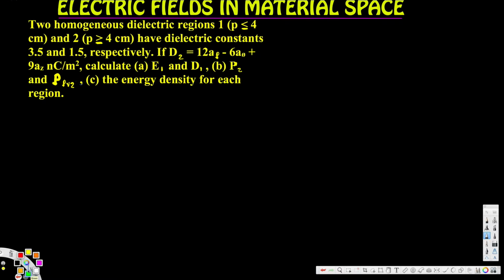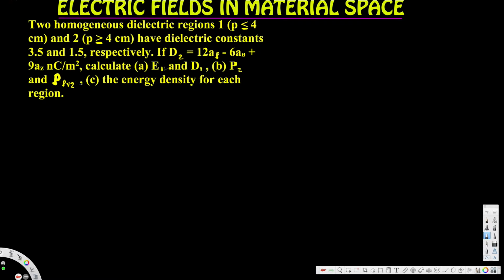Here this question is asking: two homogeneous dielectric regions, one where rho is less than or equal to 4 centimeter and two where rho is greater than or equal to 4 centimeter, have dielectric constants 3.5 and 1.5 respectively. If D2 is equal to 12 a rho minus 6 a phi plus 9 a z nanocoulombs per meter square, calculate E1 and D1, P2 and rho V2, the energy density for each region.